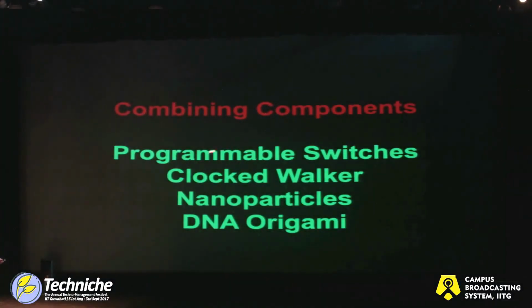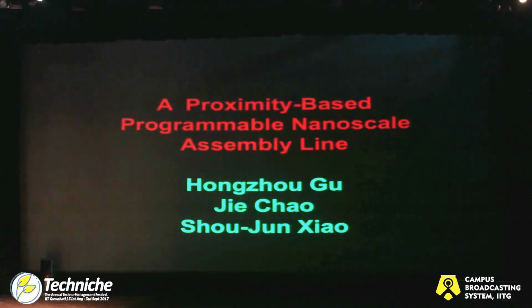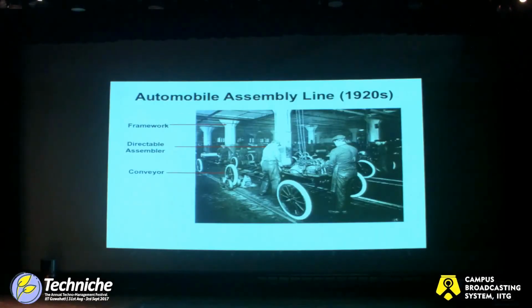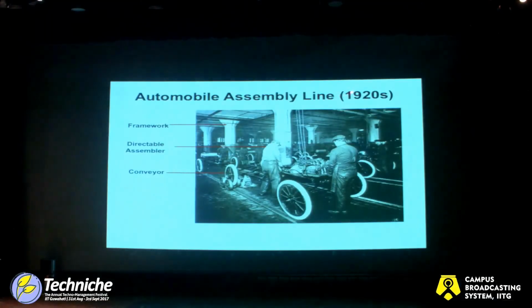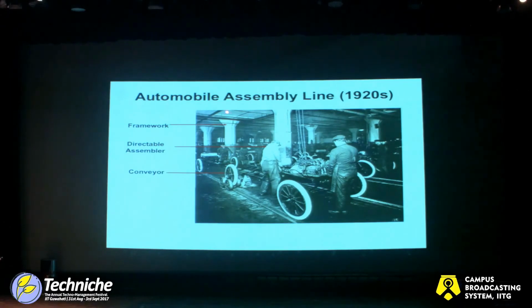So our components here consist of programmable switches, a walker, nanoparticles, and DNA origami, and it results in a proximity-based programmable nanoscale assembly line built by Hongzhou Gu, Jie Chao, and Shou-Jun Xiao. So this is an assembly line from Detroit in the 1920s, making a car. And what you see are three key components. The most important one is the assembler, the worker who knows what to do at any given station. Then there's a conveyor that moves the growing car from station to station. And then there's the factory in which it's being done.